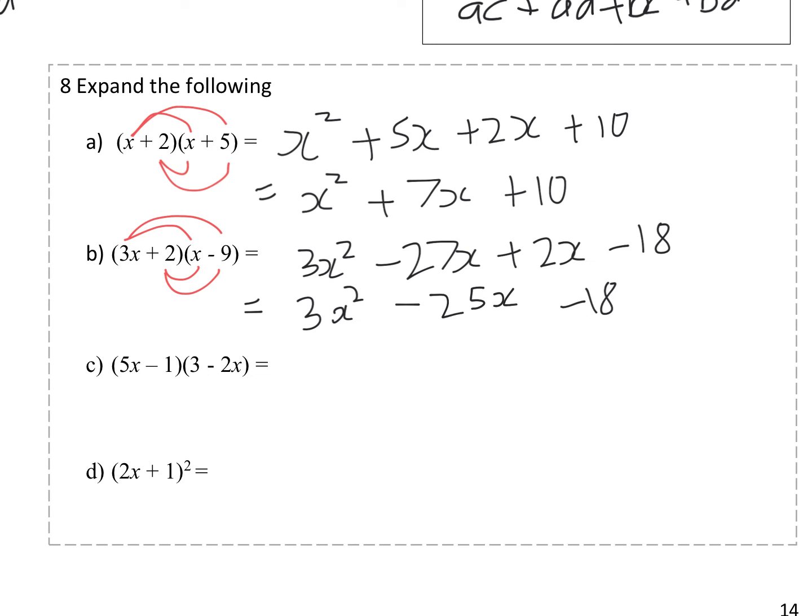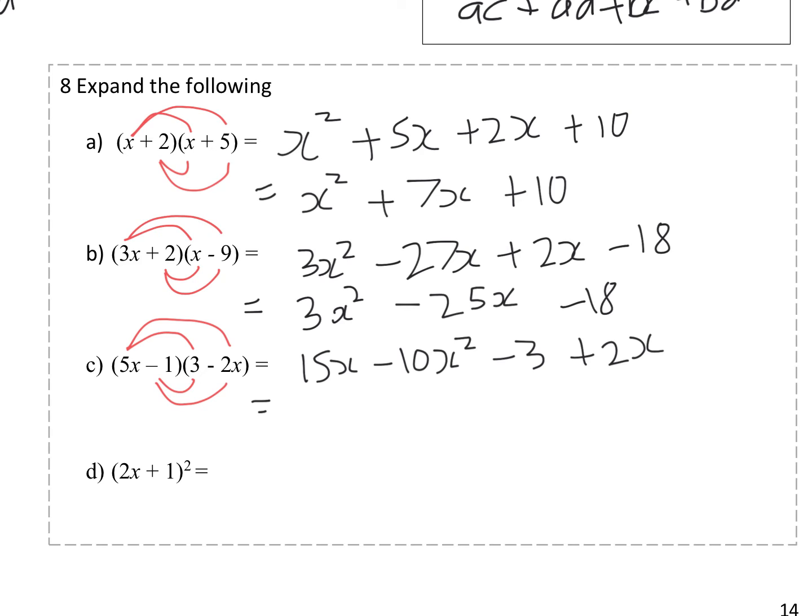Part C. 5x times 3 is 15x. 5x times minus 2x is minus 10x squared. Minus 1 times 3 is minus 3. And finally, minus 1 times minus 2x is positive 2x.